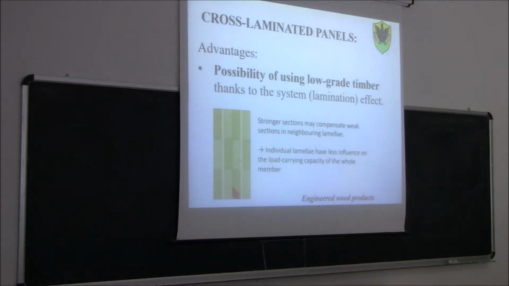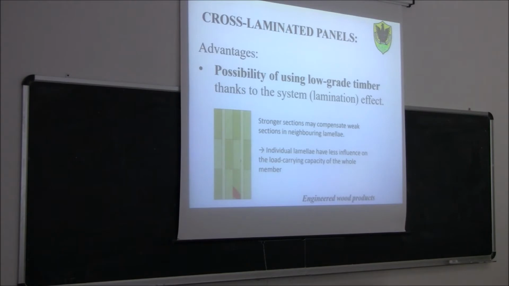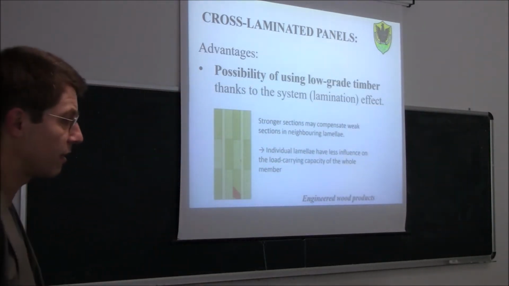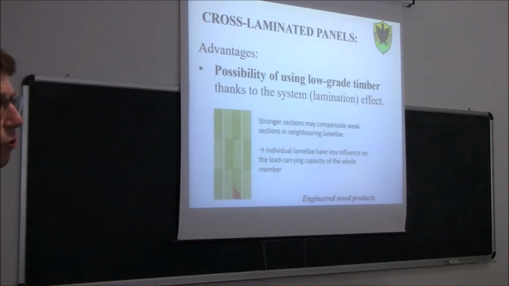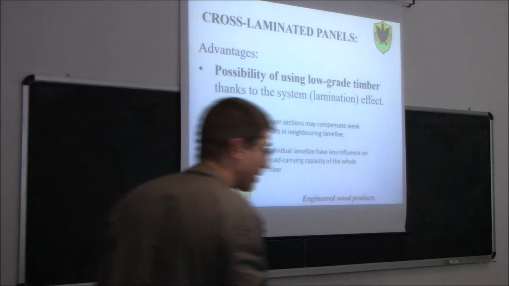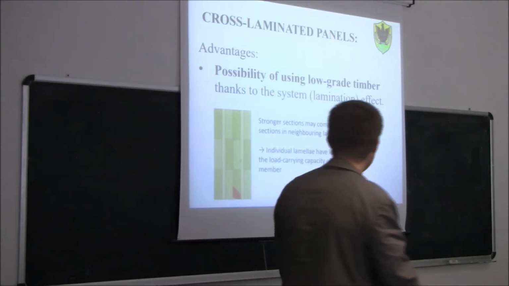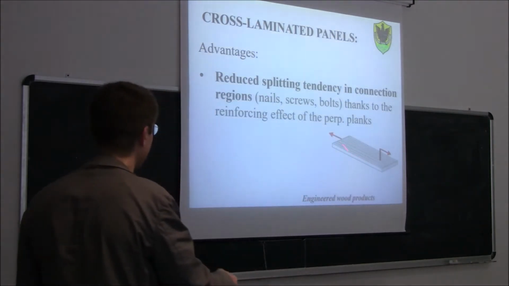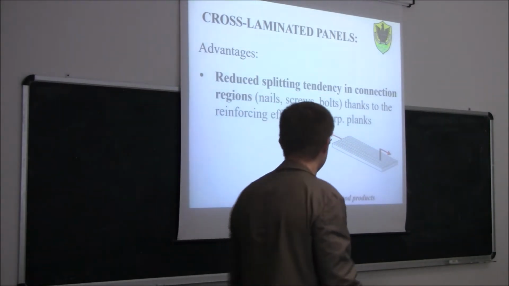Possibility to use low-grade timber. So, since each defect is less critical compared to glue-lam, we can use low-grade timber in this kind of product here. While instead in glue-lam, a defect is much more critical on the strength of the beam. And then, if you remember, this was quite an interesting property. Reduced splitting tendency, connection region.